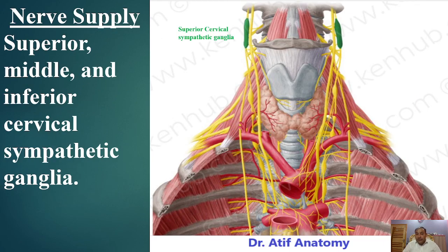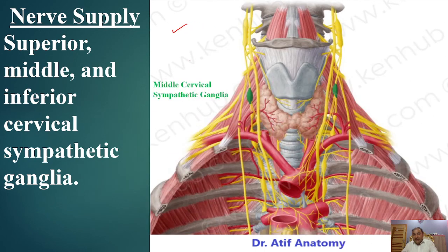Now, the nerve supply of the thyroid gland. You can easily identify in green color the superior cervical sympathetic ganglion, the middle cervical ganglion, and the inferior cervical sympathetic ganglion, which supply the thyroid gland.